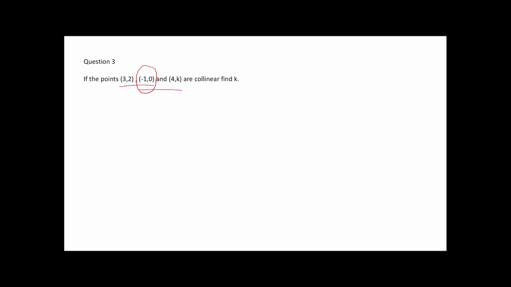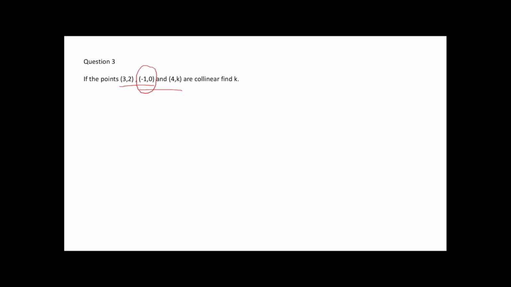Now that doesn't have to be the points that you choose. Some of you might decide to work with 3, 2 and 4k instead. It doesn't matter which pairs you pair off, as long as you're using one pair where you're going to get a definitive final number answer and one pair where you're going to have this unknown value of k.